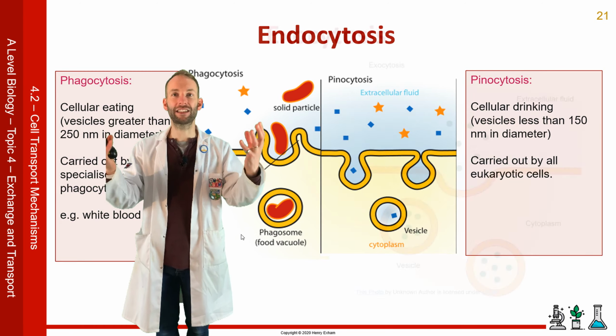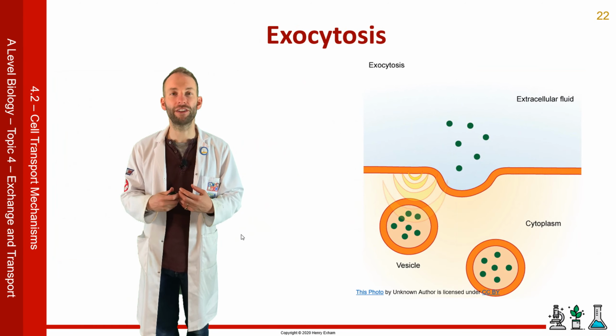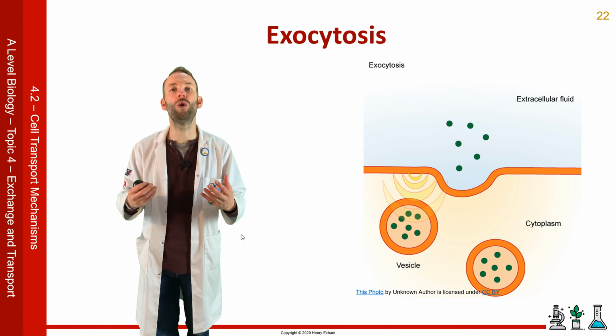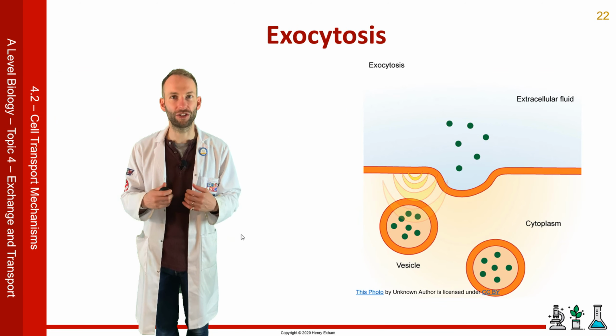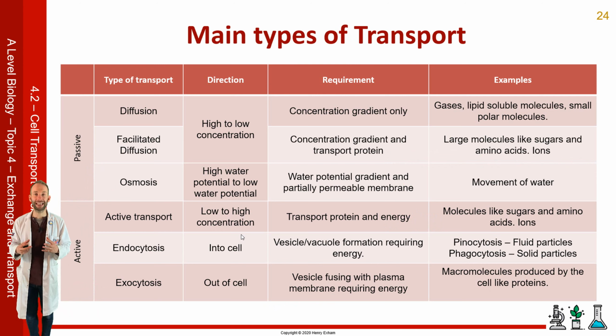Exocytosis is releasing stuff out. Like I said, quite often this is things like secretion of a hormone out of an endocrine cell. So here's a summary table showing you all the types of transport you need to know about.